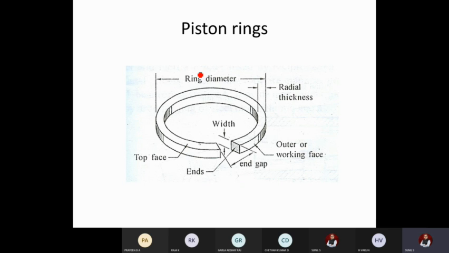Rough sketch. So this is the construction of a piston ring. This is the ring diameter, and this is the thickness of the piston ring, and this will be the width of the piston ring. So these are the dimensions.